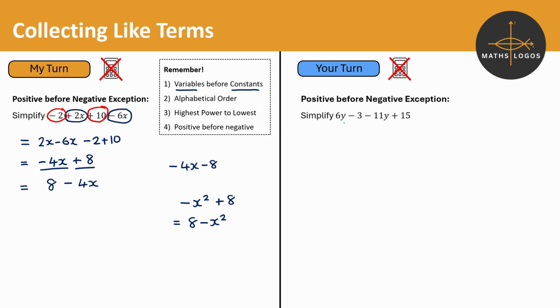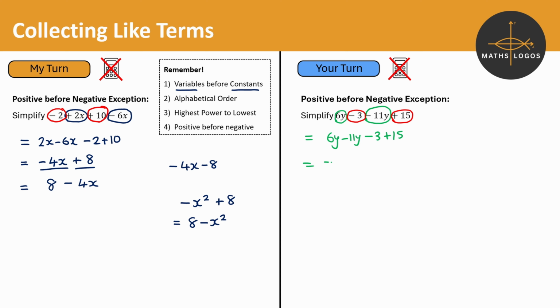Okay, let's run through it. So simplify 6y, subtract 3, subtract 11y, add 15. Let's circle my y terms in green. This is a negative 11y. And then I'll circle my constants. So I've got negative 3 and I've got positive 15. Go ahead and write them beside each other. So 6y, subtract 11y, subtract 3, add 15.